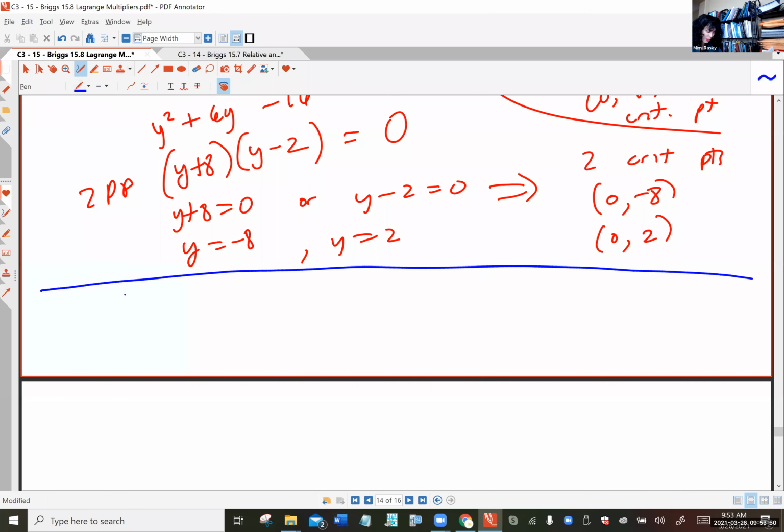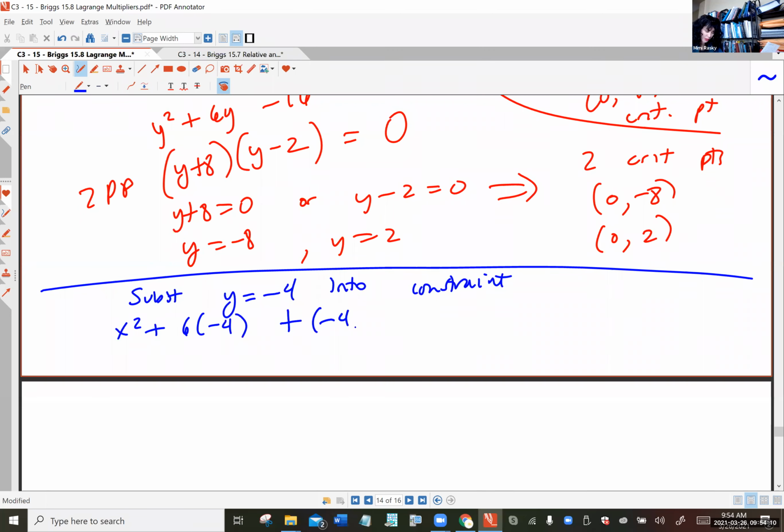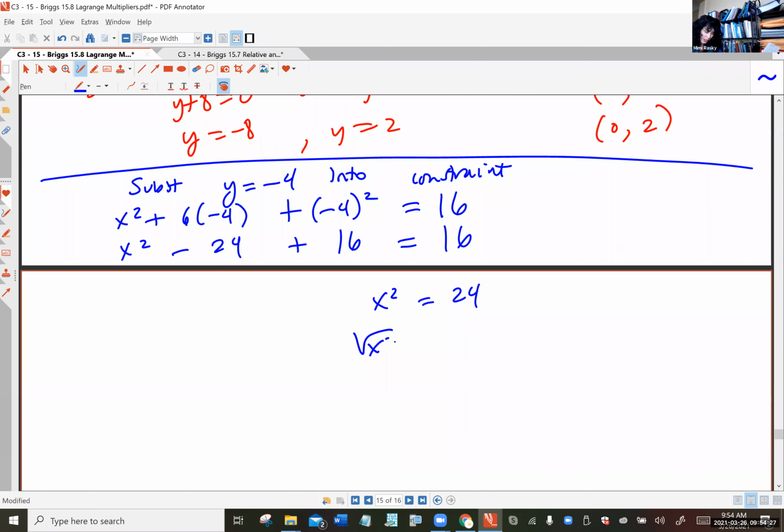So what am I saying? You're going to substitute y equals -4 into the constraint. So when I do that, I get x squared plus 6 times y, substituting y equals -4, plus y squared, again substituting -4, equals 16. And the 16s end up canceling. If I add 24 to both sides, I get x squared equals 24. And don't forget, when you square root both sides, you have to do a plus or minus.